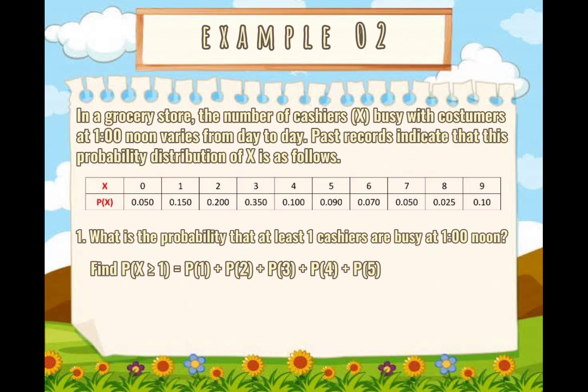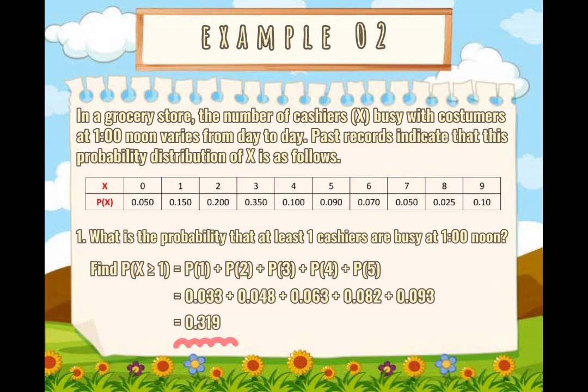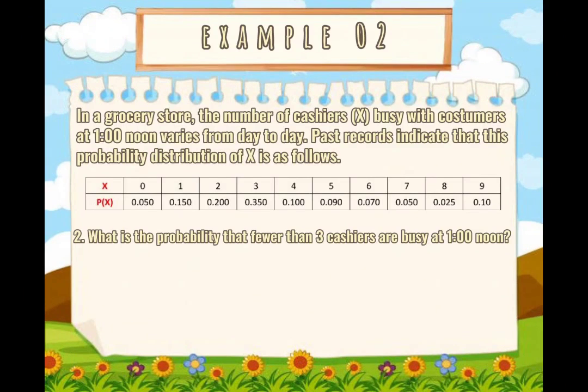Then substitute the corresponding probability of 1, 2, 3, 4, and 5, and then add. So the answer is 0.319.